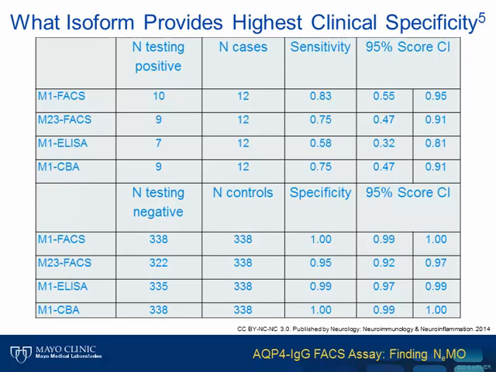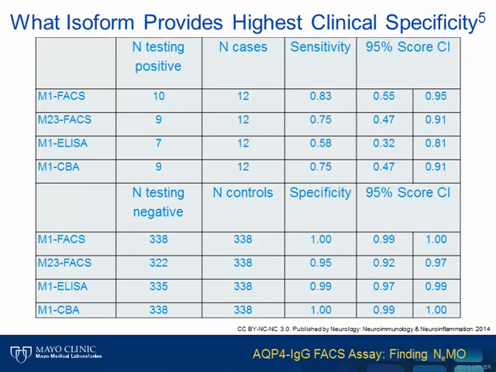In this Mayo Clinic study, first authored by Jim Fryer in our group, we looked at comparing the sensitivity and specificity of FACS assays using M1 isoform versus M23 isoform. We also compared with the ELISA assay, which uses the M1 isoform, and the cell-based assay, which is currently used in our laboratory, which also uses the M1 isoform.